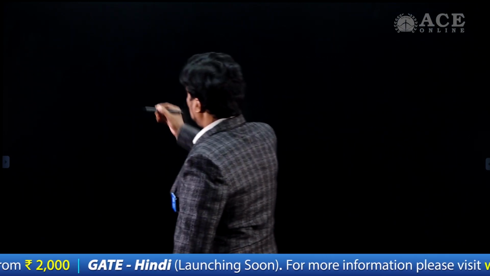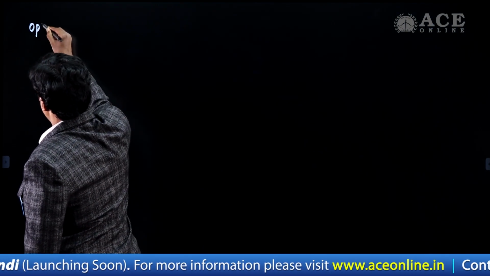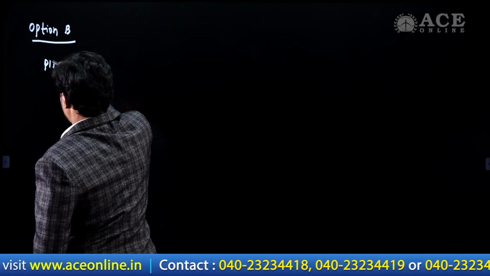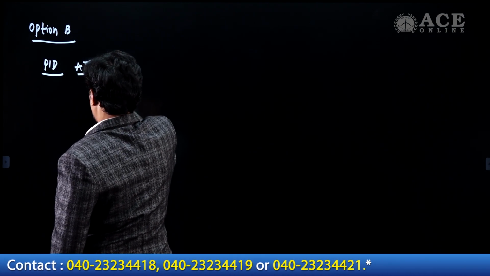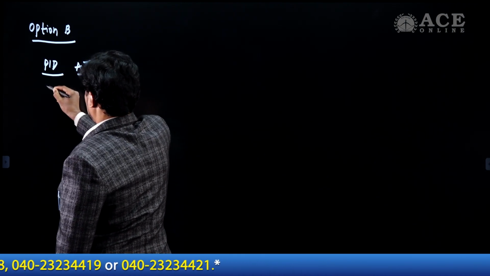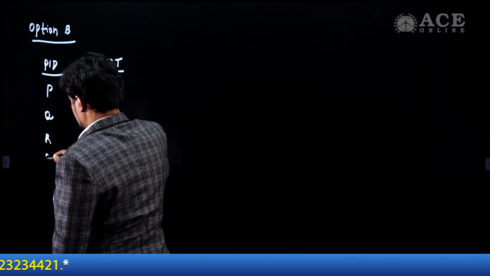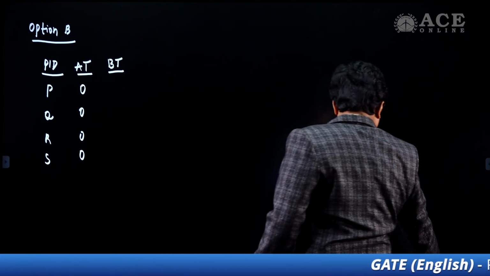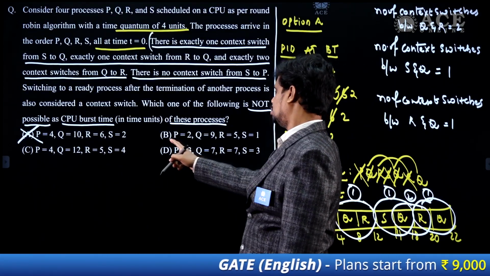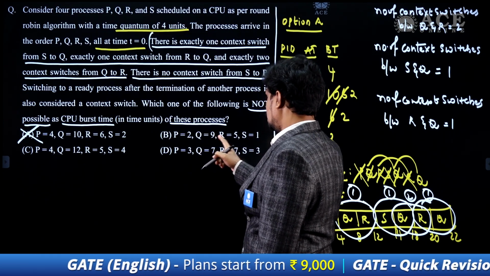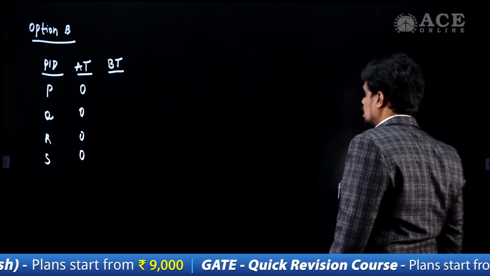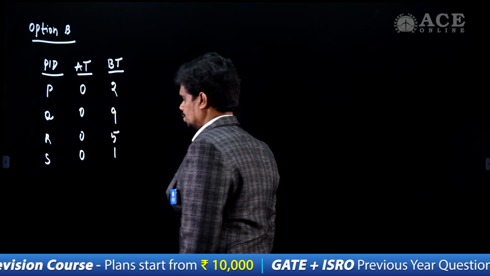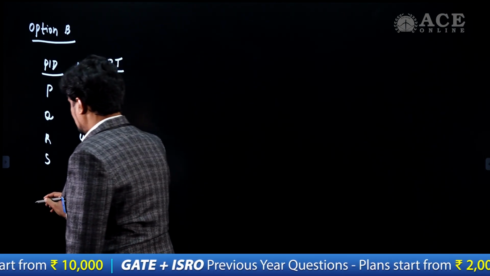what is the execution time of all the 4 processes that we have to list out first? PID, arrival time and burst time. So P, Q, R, S all arrived at time 0. Then what is the burst time? So the burst times of all 4 processes are 2, 9, 5, 1. 2, 9, 5, 1. So now we are going to do the Gantt chart implementation.